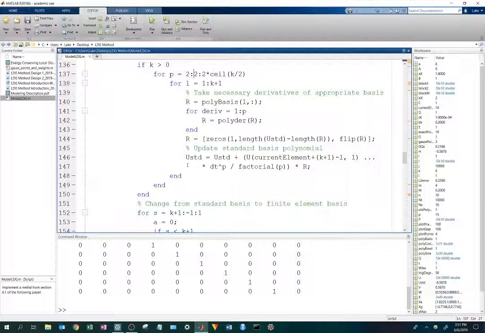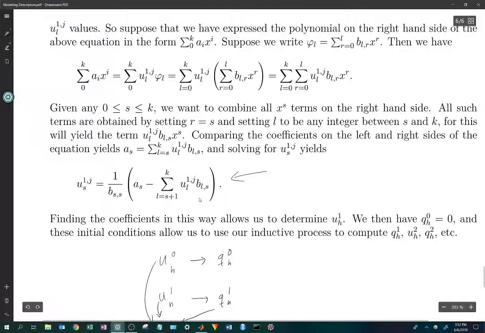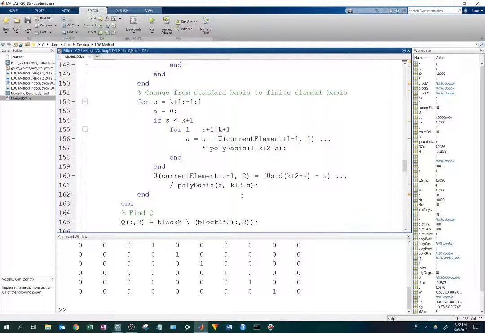Then you have to change from the standard basis to the finite element basis, which is much more confusing than it looks here. And you just do this procedure that I described here. There are two confusions. First of all, you have to do that conversion, which in and of itself is difficult. The second thing is that the way that u is constructed, as you go down in the row numbers, you increase the degree of the coefficient. So the first entry will be for the degree 0 coefficient. Then next you'll have the degree 1 coefficient. Then next you'll have the degree 2 coefficient, etc.